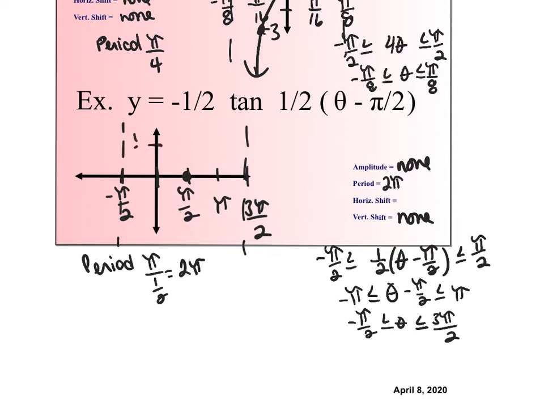I'm going to mark half and negative half on my y-axis, and then notice we've got a negative here. So the point on the left is going to be above the midline, or the 0, I suppose, and the point on the right is going to be below. And then I go ahead and I draw my curve.